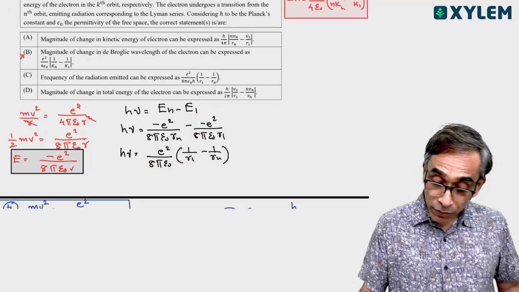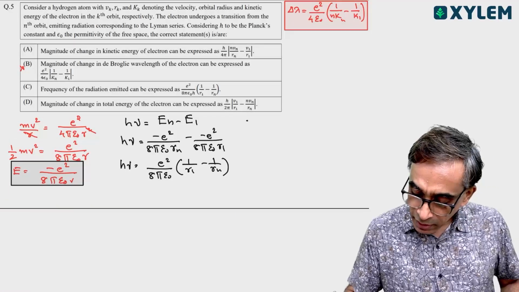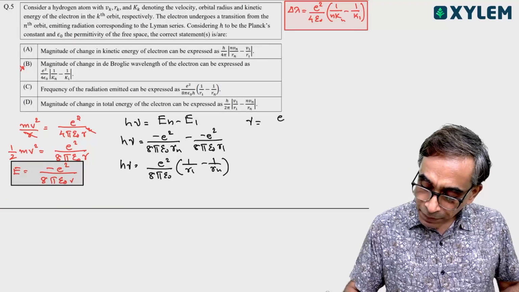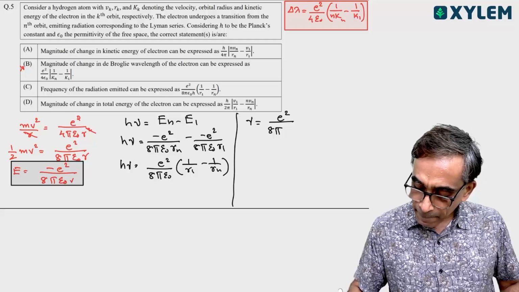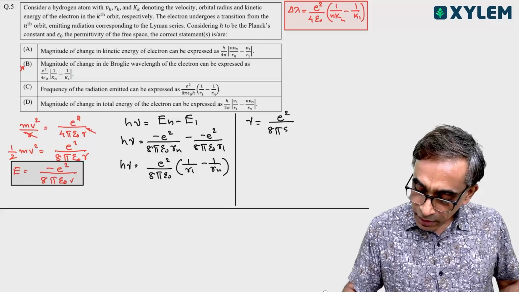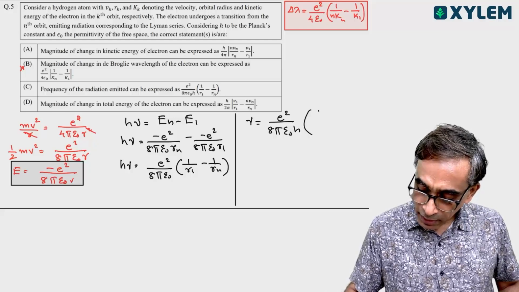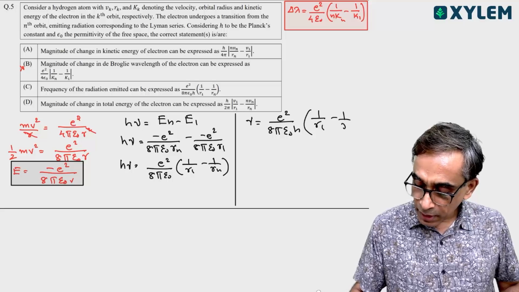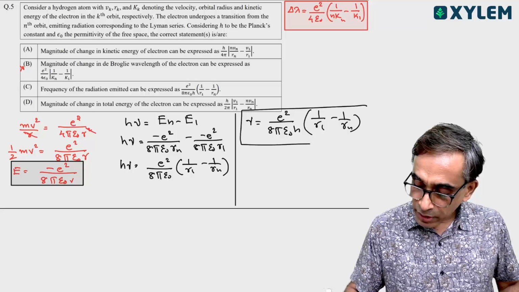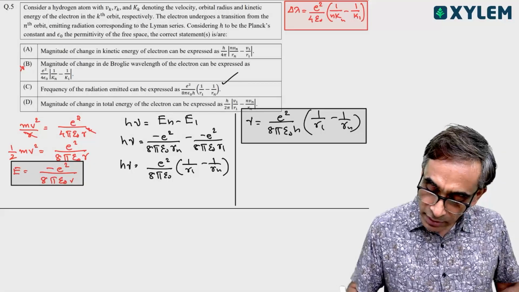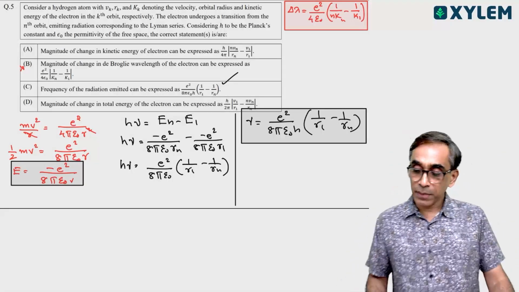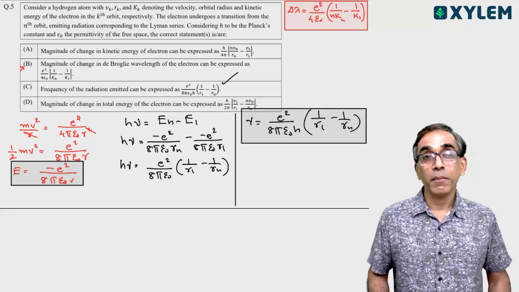Okay. Now you want the frequency. The frequency is given by e square divided by 8 pi epsilon 0 h bracket 1 by R1 minus 1 by Rn. This is the equation for the frequency emitted. And this equation is exactly the same thing: e square by 8 pi epsilon 0 h into 1 by R1 minus 1 by Rn.